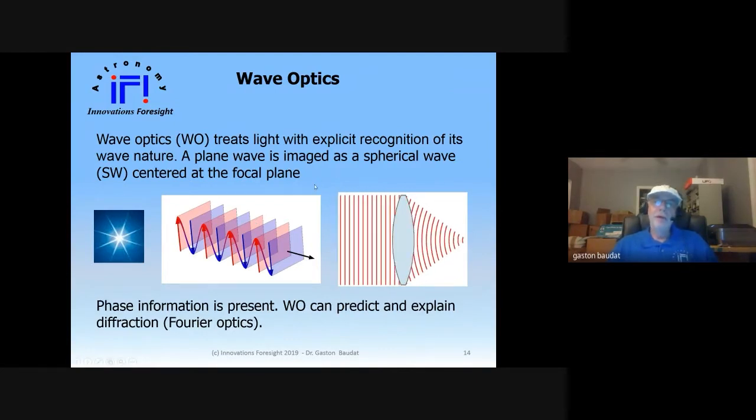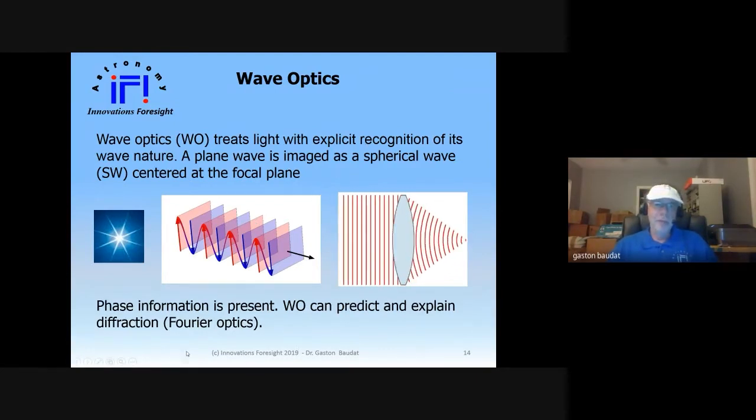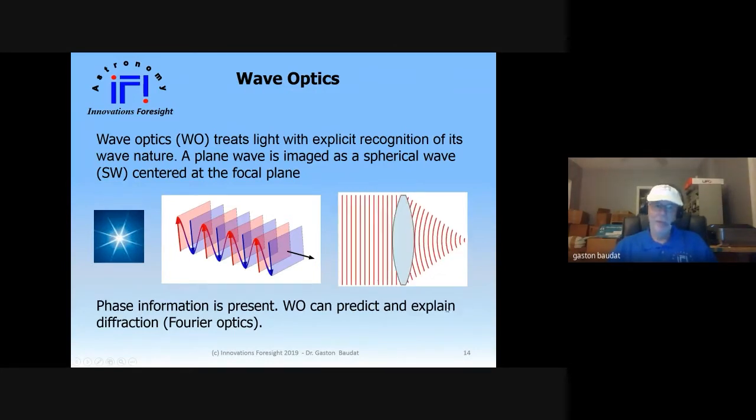One thing to keep in mind is that when you use a wave, there is a concept of phase, and we'll see that a bit later, which is important to analyze an optical system. You need a wave optics approach, or Fourier optics, to deal with the concept of wave and phase information, which we don't have with ray tracing.